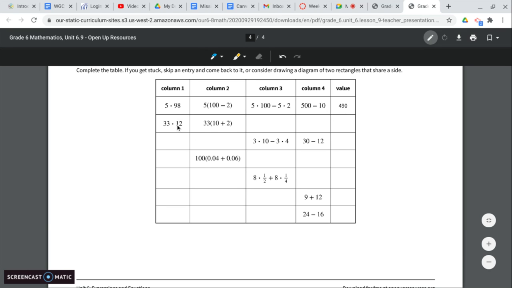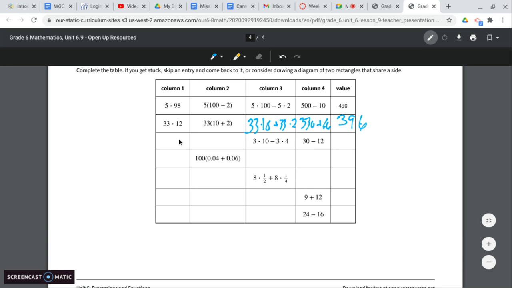So the next one, we have 33 times 12. Not the easiest to calculate off the top of our heads. But we could split the 12 into two things. So we have 10 and 2. Those are much easier to multiply with. So 33 times 10 is the first thing we do, plus 33 times 2. 33 times 10 is 330, plus 33 times 2 is 66. Now we add those together. 330 plus 66 is 396.